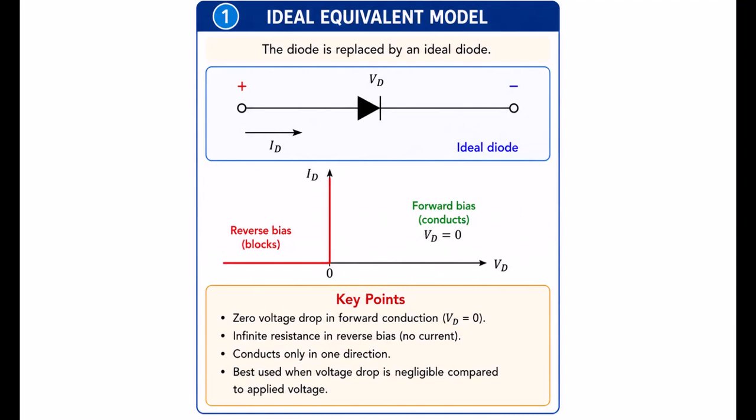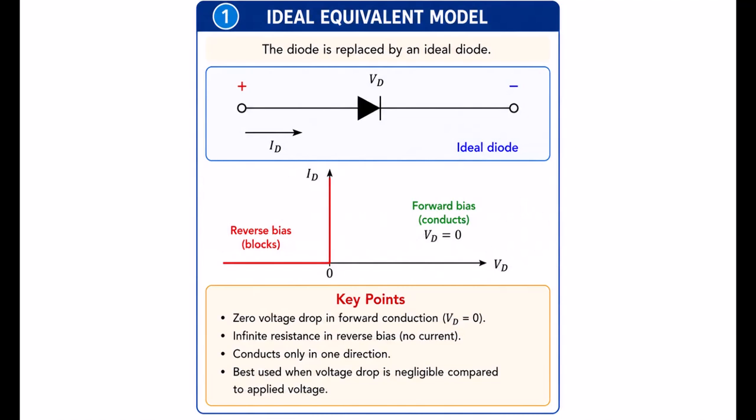The ideal diode therefore has two simple operating conditions. In forward bias, it is a short circuit. In reverse bias, it is an open circuit. This model assumes zero forward voltage drop, infinite reverse resistance, and conduction in only one direction. The ideal model is useful when the diode voltage drop is very small compared with the other voltages in the circuit. For example, in a rectifier supplied by a relatively large voltage, ignoring the diode drop may provide a quick and sufficiently accurate first approximation.